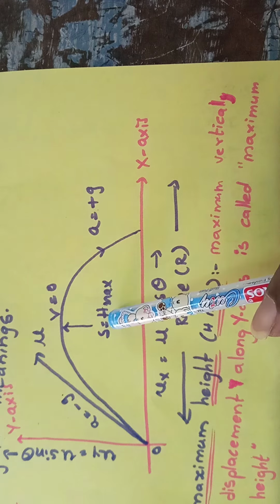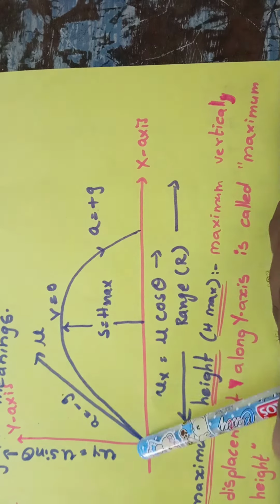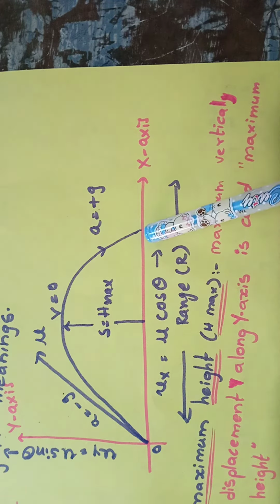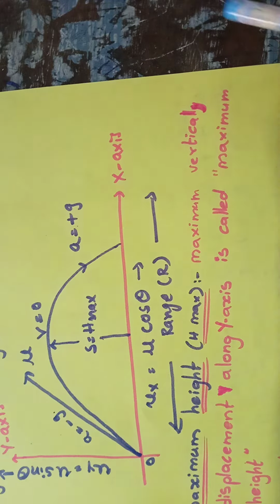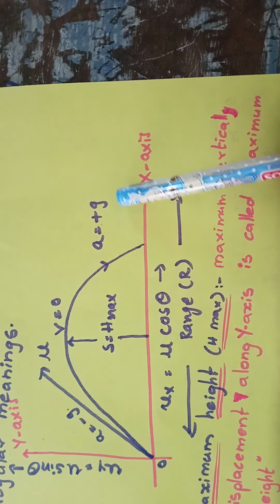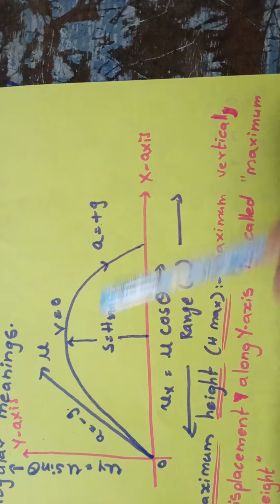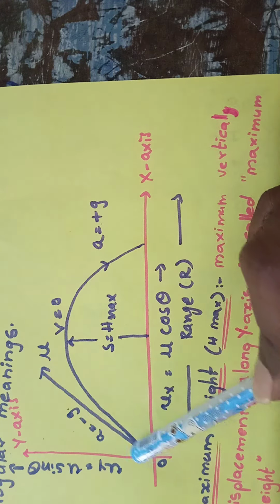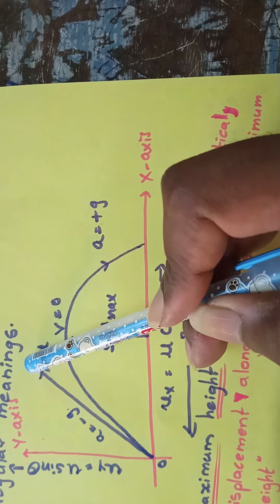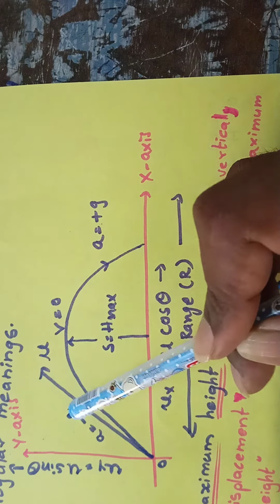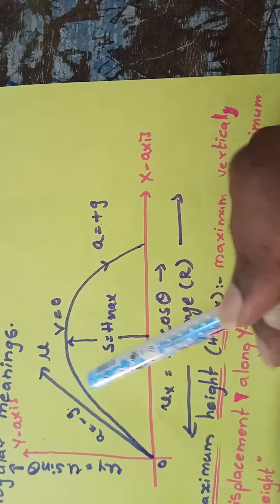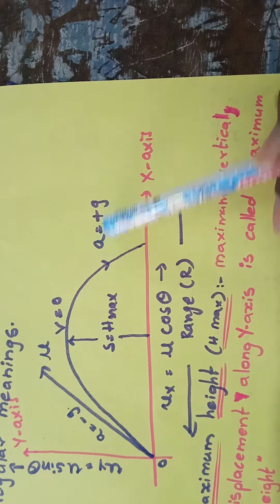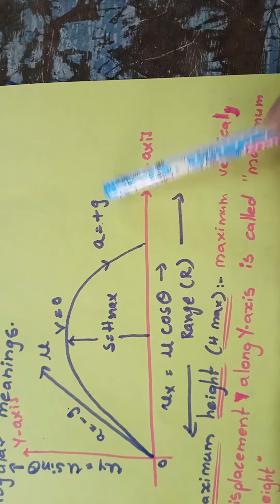The object reaches the maximum height while it is freely falling. Acceleration due to gravity acts in the vertically downward direction. When the object is projected vertically upwards, acceleration due to gravity is negative, and when the object is freely falling, it is plus g.